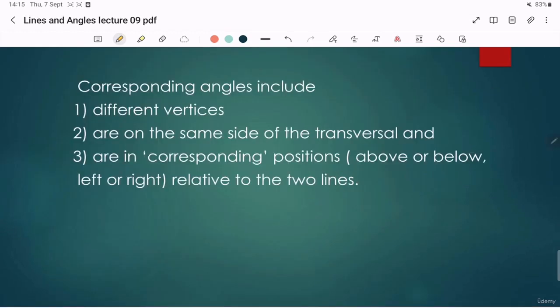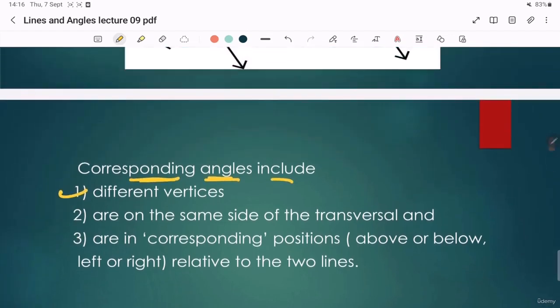Hi everyone, today we will see how to identify corresponding angles. If we have two angles, how do we verify whether they are corresponding angles or not? Just check these three conditions. If those angles fulfill these conditions, then they are corresponding angles. Corresponding angles include different vertices.